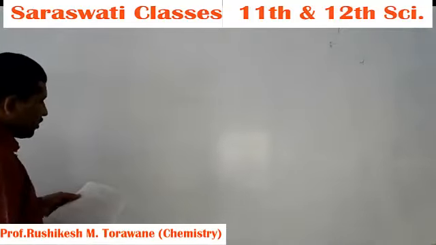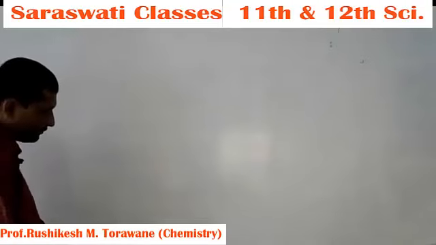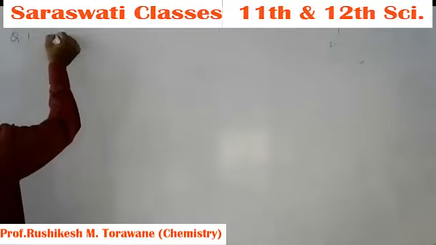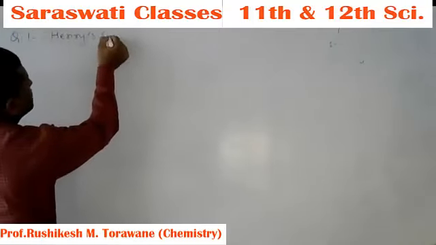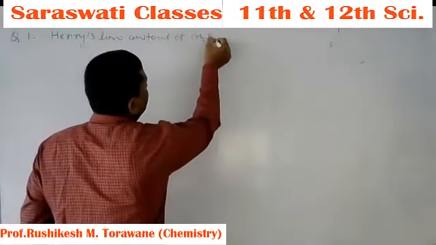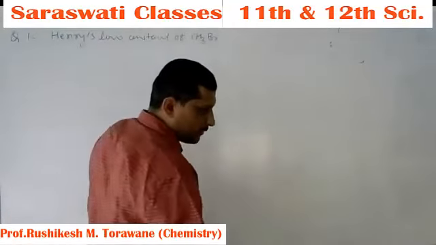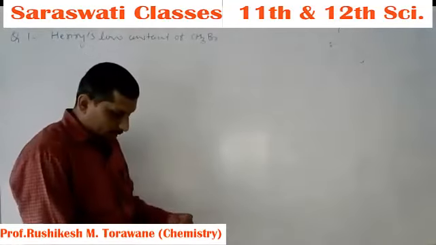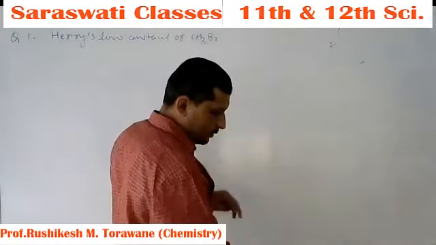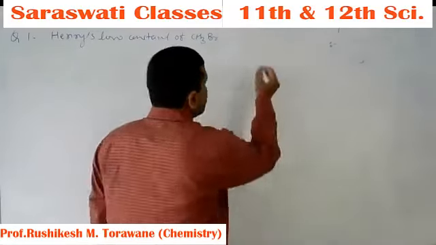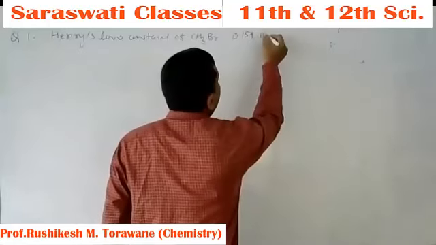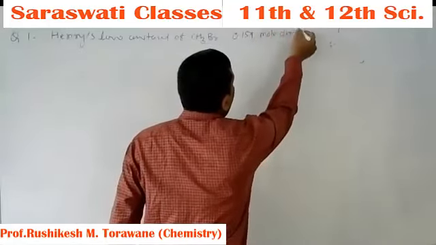Problem: Henry's law constant for the gas methyl bromide, CH3Br, is the 11th problem in your exercise. The constant of the gas is 0.159 moles per dm cube.